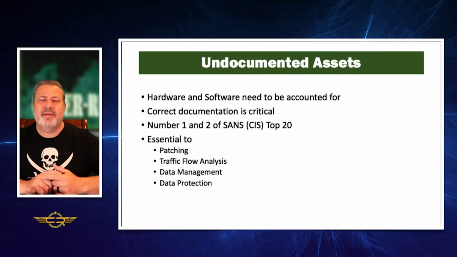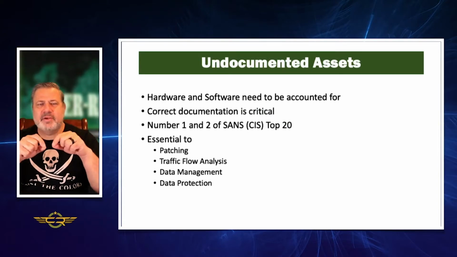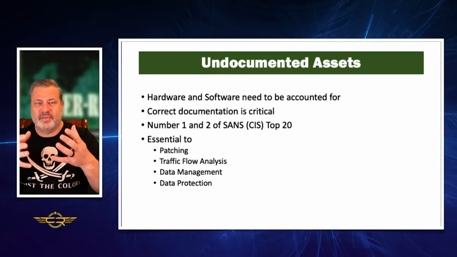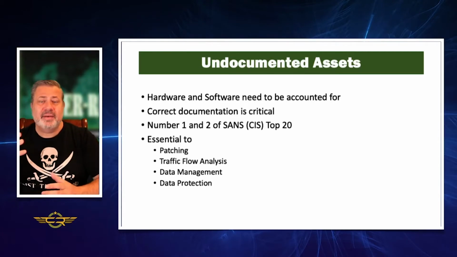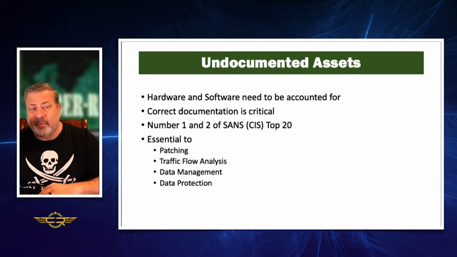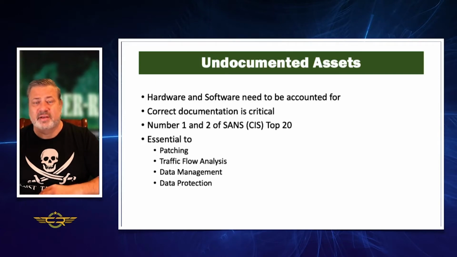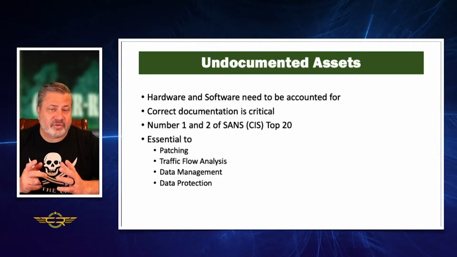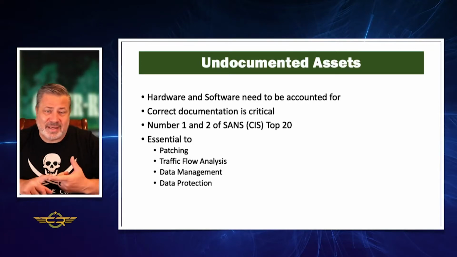So undocumented assets, you have to make sure that hardware and software assets are accounted for. We know that within security, assets are the thing we're protecting, right? In addition to hardware and software assets, remember that data and information is an asset as well. Hardware and software assets are the number 1 and number 2 controls in the SANS or the CIS top 20. Number 1, keep track of your hardware. Number 2, keep track of your software.